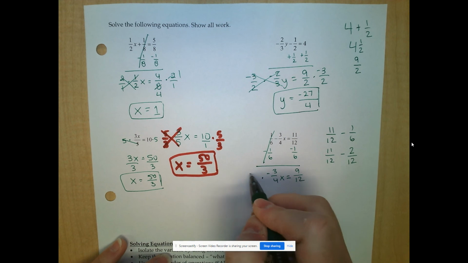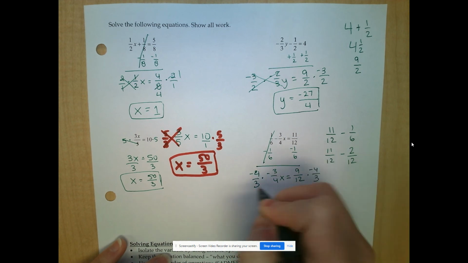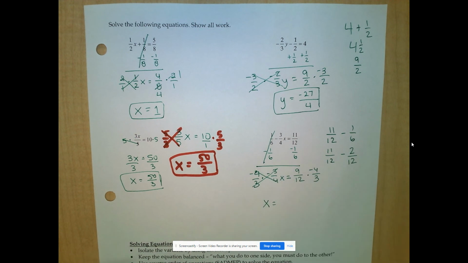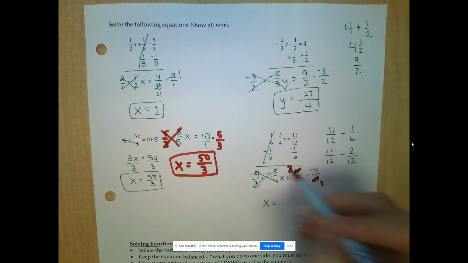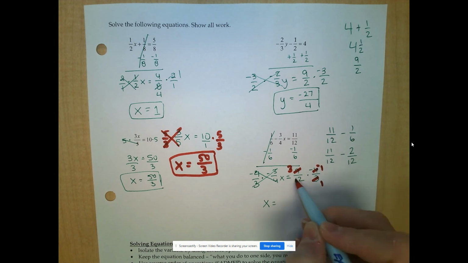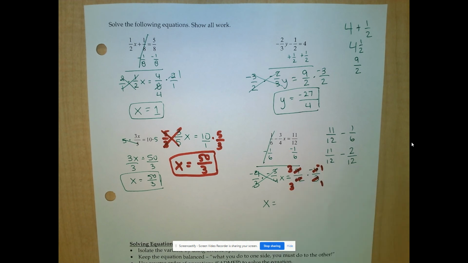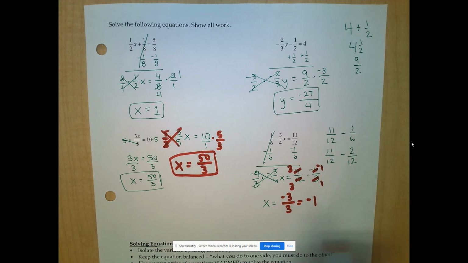I'm going to multiply both sides by the reciprocal, negative 4 over 3. Negative times a negative is a positive, times negative 4 over 3. And I got a bunch of simplifying I can do here. 3 divided by 3 is 1. 9 divided by 3 is 3. 4 divided by 4 is 1. Don't forget the negative. 12 divided by 4 is 3. And now, I've got 3 over 3. Don't forget the negative. So negative 3 over 3, or just negative 1.